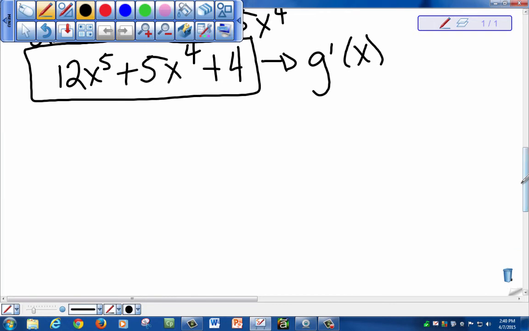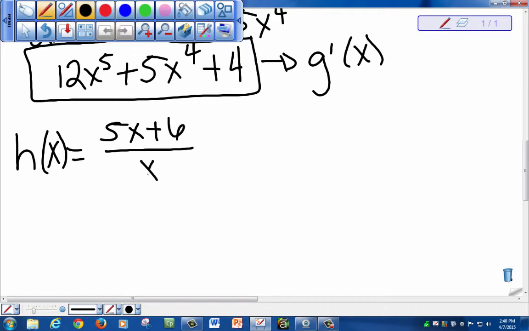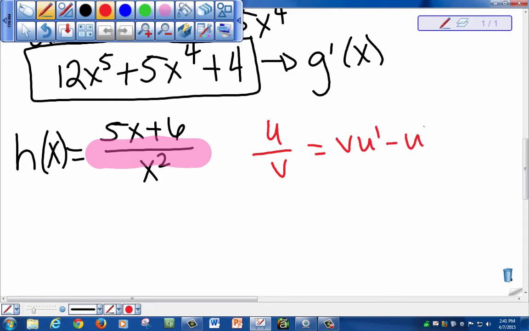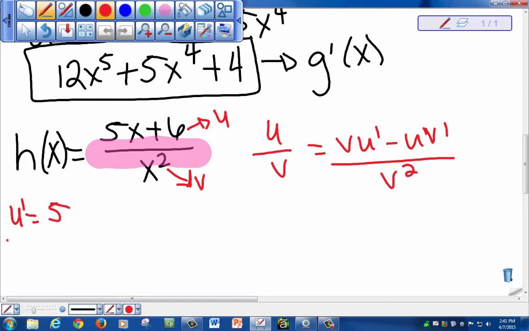Now we have one more example, and I'm going to call this h of x. H of x is going to equal 5x plus 6 divided by x squared. So since I am dividing these guys, that should yell out the quotient rule, which states v u prime minus u v prime divided by v squared. Like what we did for the product rule, it would be nice if y'all would label your u and your v. So you can figure out u prime would just be 5 and v prime would be 2x. So once you figure out your u, v, u prime, and v prime, you just substitute everyone into the formula.